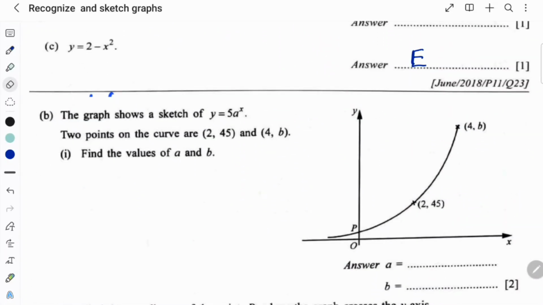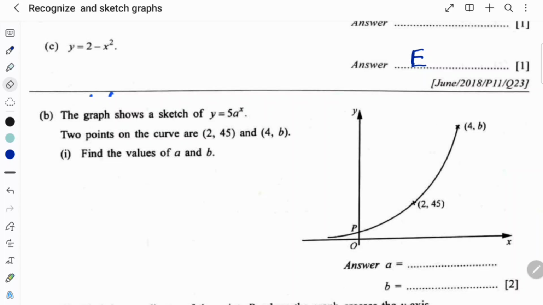Okay. Next question, I think it's a June 2014 question. The part B, the graph shows a sketch of y is equals to 5a to the power x. You can see an exponential graph is drawn in front of it. 2 points are on the curve, 2 and 45, and 4 and b. It's already labeled on the diagram. Find the value of a and b.